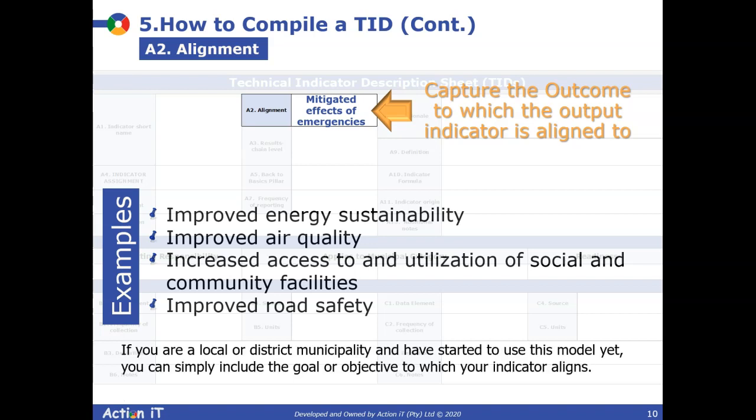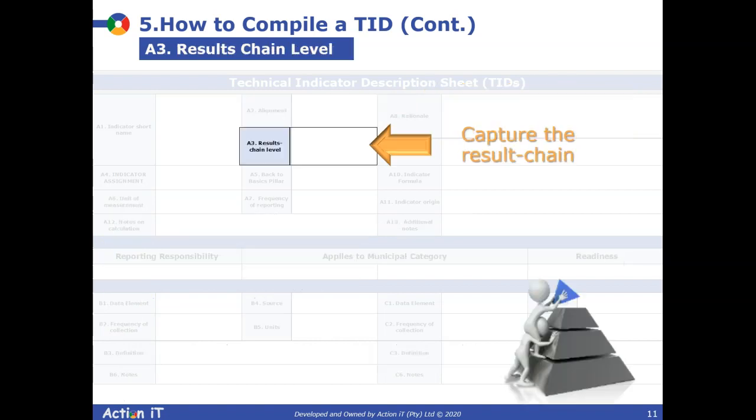If you are a local or district municipality and haven't started to use this model yet, you can simply include the goal or objective to which your indicator aligns. In the A3 results chain level data field, you need to capture the results chain. The results chain represents service delivery as a linear process with inputs and activities to start the process and long-term outcomes and impacts at the end of the process.